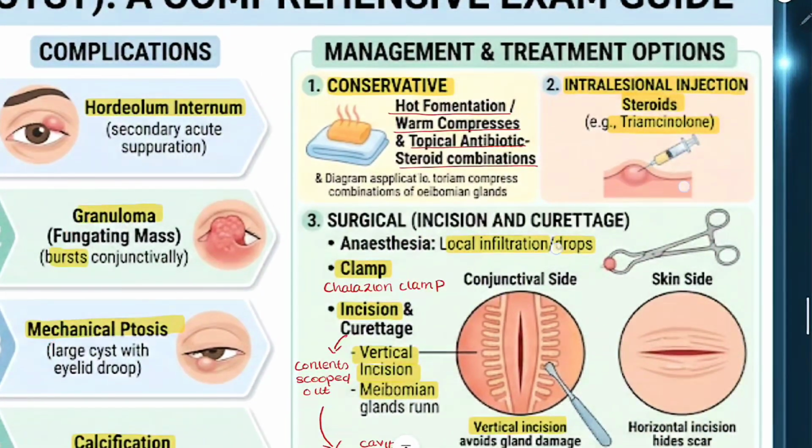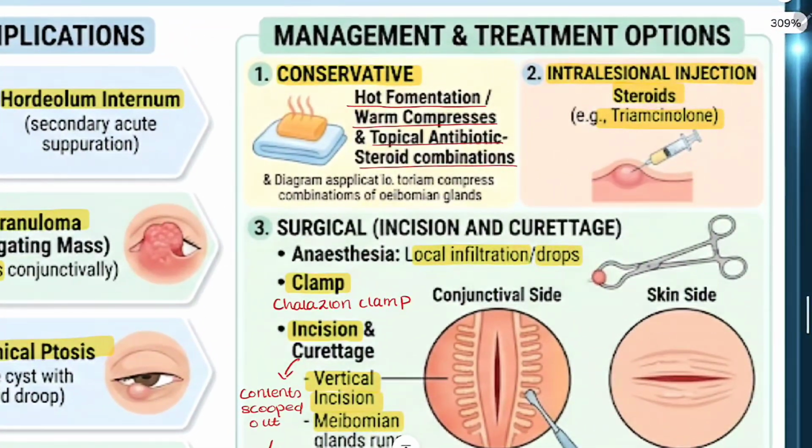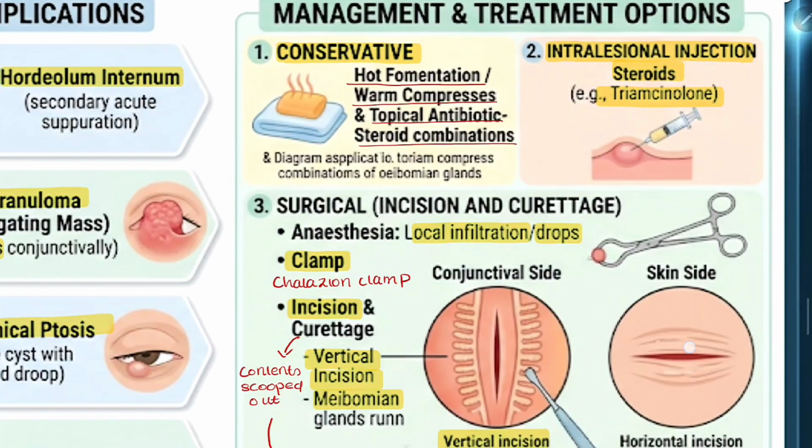Coming to the management of chalazion. First, conservative management. We can do hot fomentation or warm compress, and a topical antibiotic steroid combination. Then we can do intralesional injection of steroids like triamcinolone.